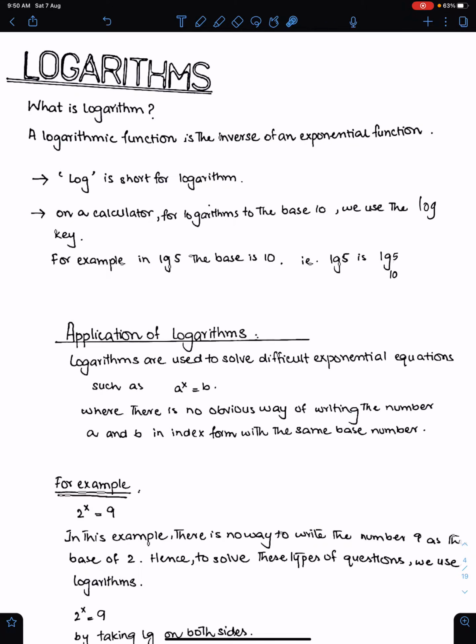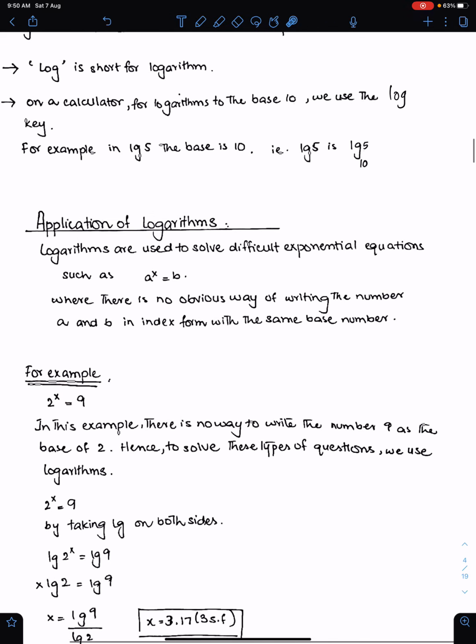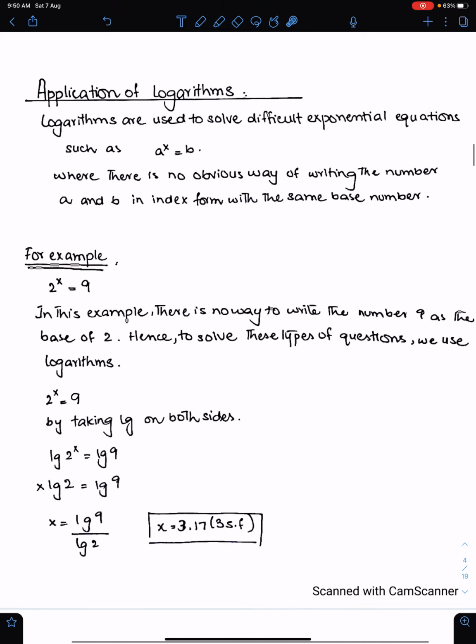Application of logarithms. Well, logarithms are used to solve difficult exponential equations such as a to the power x is equal to b. For example, this equation. So, where there is no obvious way of writing the numbers a and b in index form with the same base number.